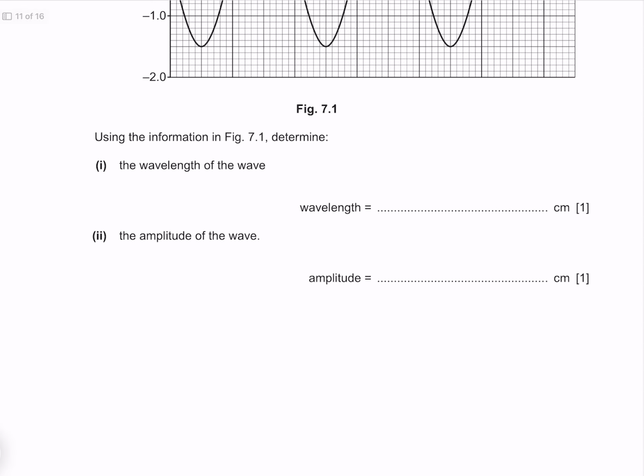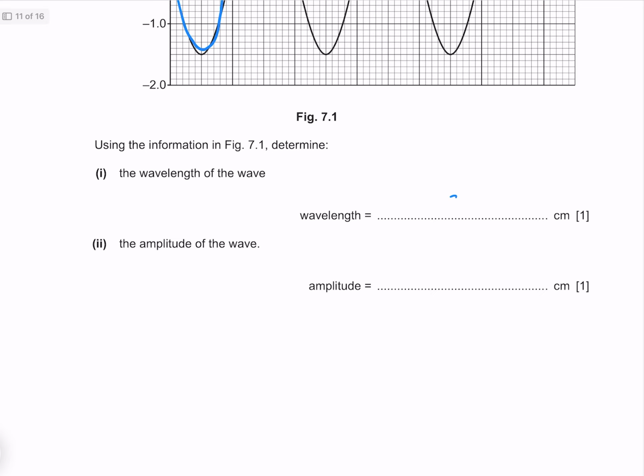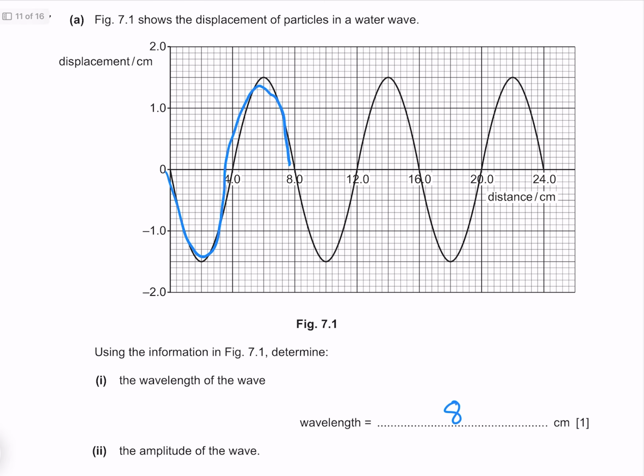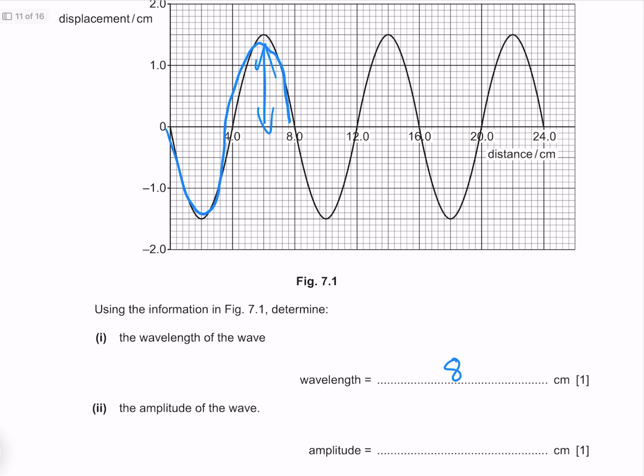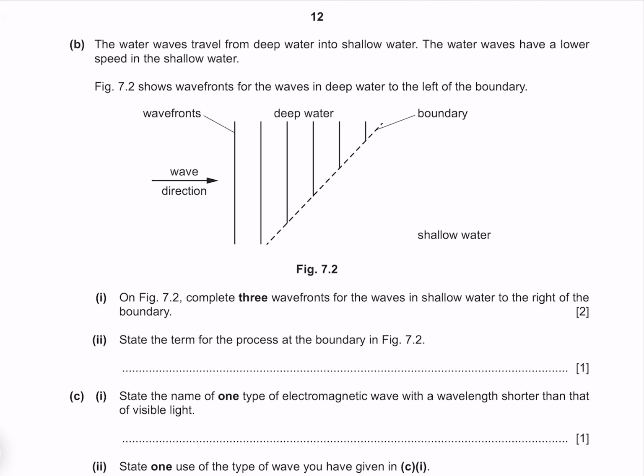Figure 7.1 shows the displacement of particles in a water wave. Using the information in 7.1, determine the wavelength of the wave. The wavelength of the wave is 1 cycle, which is 8 centimeters. The amplitude is this dimension here, which is 1.5. The water waves travel from deep water into shallow water. The water waves have a lower speed in the shallow water.